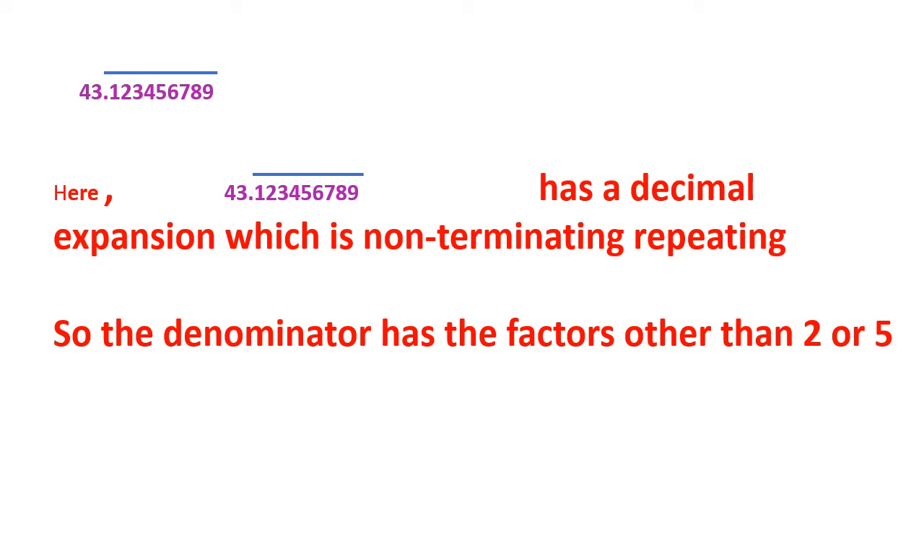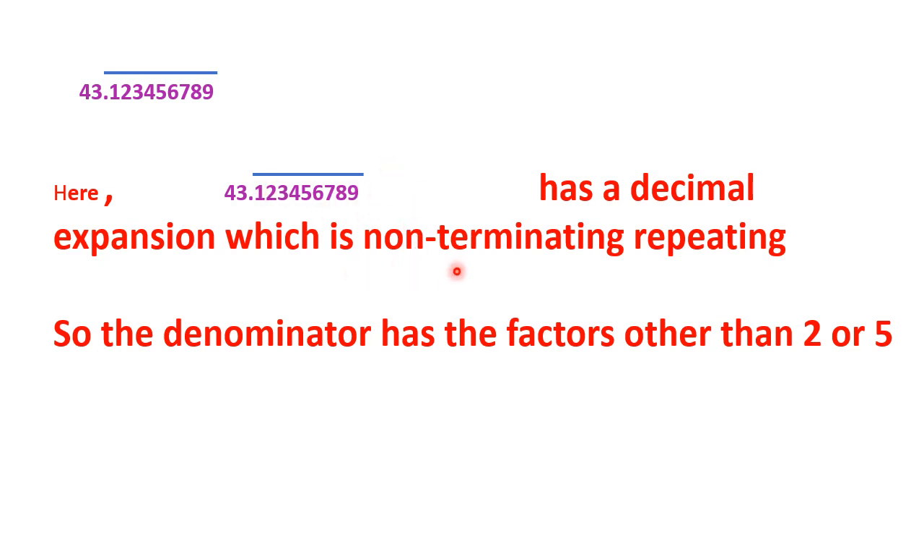And here we are having an example, 43.123456789, where you can see the bar is after the decimal point. It means from 1 to 9 the numbers are repeating. Now here, the bar says that this decimal expansion is non-terminating because 1 to 9 all the numbers keep on repeating. That is the meaning of the bar.